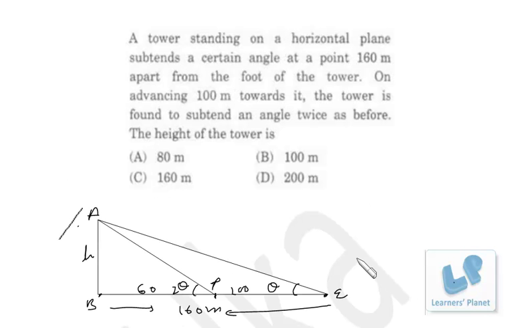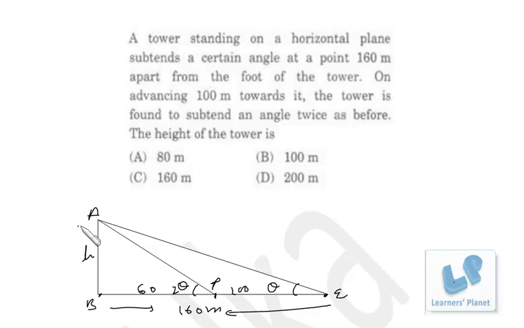Now see this problem. Here, a tower standing on a horizontal plane subtends a certain angle at a point 160 meter apart from the foot of the tower. On advancing 100 meters towards it, the tower is found to subtend an angle twice as before. What is the height of the tower? I have drawn the figure over here. Initially, this is the situation. From this point, the angle is theta, and when it is advancing to this point, that is 100 meter, from this point the angle is 2 theta as it is given over here, right?